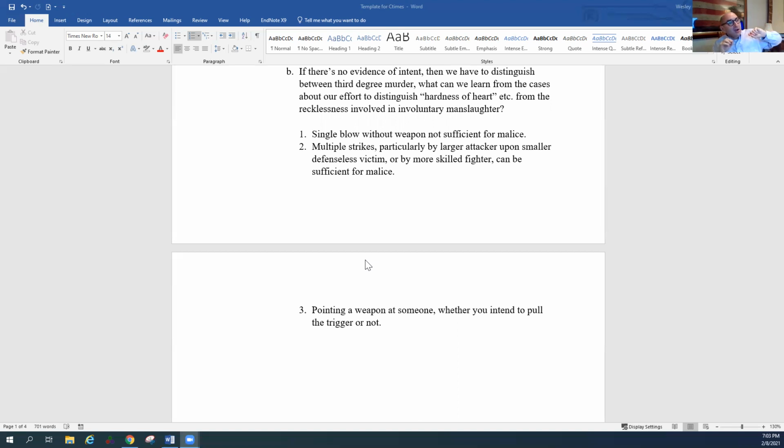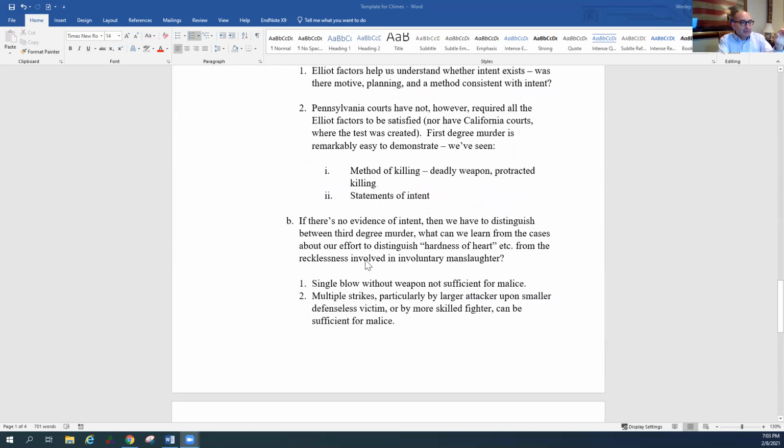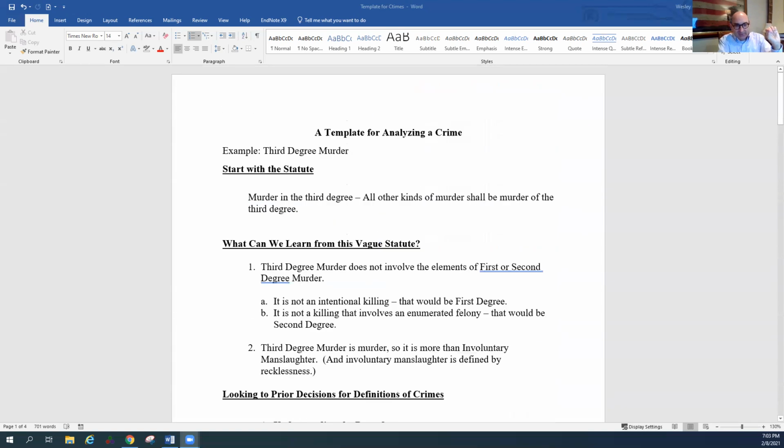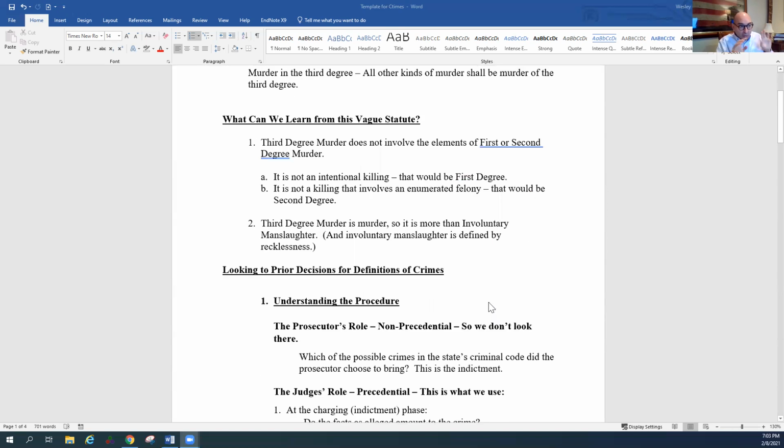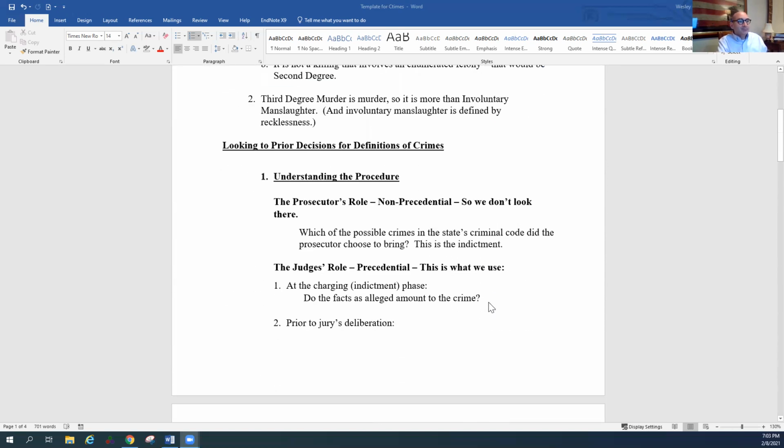So what you should have from this little template that I've given you is a way to go about thinking about not just third-degree murder, but any crime. Take a look at the statutory language. What can you learn from the language itself? Most often the language won't be conclusive for any given case. You'll then want to look at the precedential part of prior decisions. Most often that's just anything in a reported opinion.